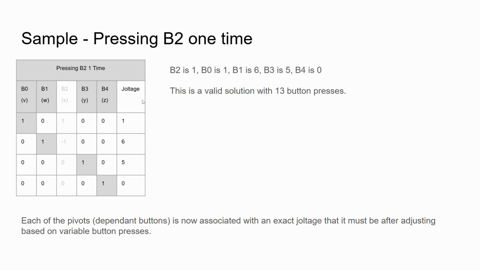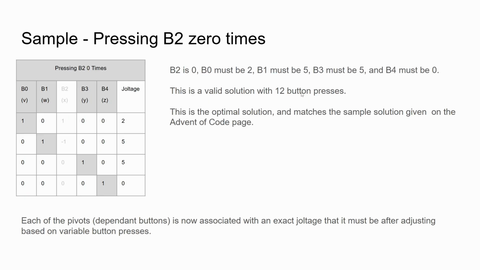So if I press it one time, likewise, I've subtracted that press from these voltages. And now I know I need to press button 0 one time, button 1 6 times, button 3 5 times, and button 4 0 times. It's a valid solution with 13 button presses. The previous one was a valid solution with 12.